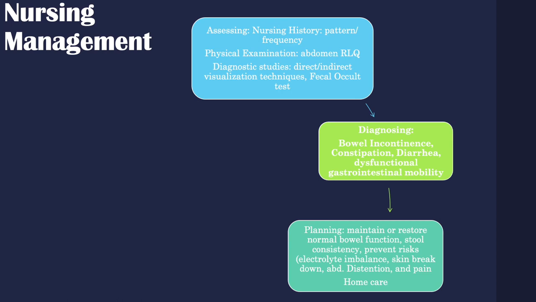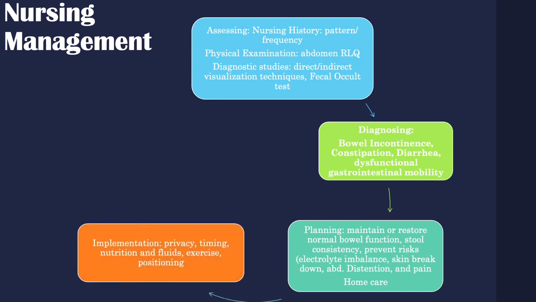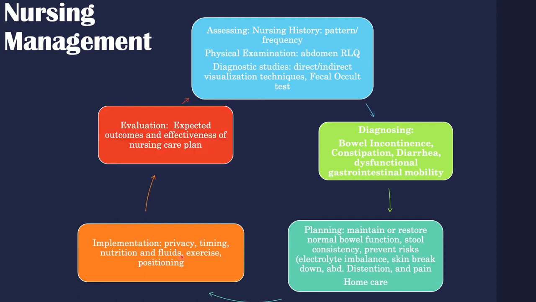And make sure you discuss home care, as far as how the patient will manage their ostomy or if they have any other type of home care requirements based on their situation. For constipation, encourage fluids and fiber, and exercise. And when implementing, make sure you provide your patient privacy, choose a proper time, and encourage nutrition and fluids and exercise and positioning. I'll go into detail about this on the next slide. Make sure that you evaluate your expected outcomes and the effectiveness of your nursing care plan.